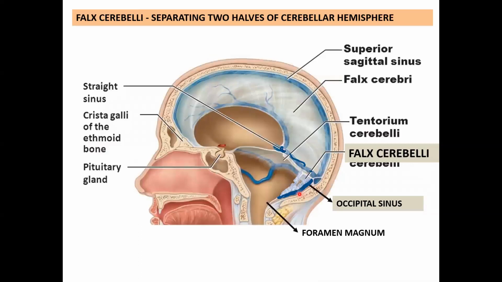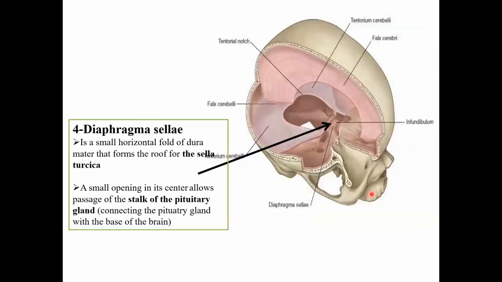The third fold is the falx cerebelli, which is a small fold attached superiorly to the tentorium cerebelli and inferiorly to the margins of the foramen magnum. This falx cerebelli will separate the two halves of the cerebellar hemispheres, and along the posterior margin of the falx cerebelli, the occipital sinus is present. The next fold of dura mater is the diaphragma sellae, which forms the roof of the hypophyseal fossa, a fossa which lodges the pituitary gland. And this diaphragma sellae will have an aperture in the center for the stalk, or infundibulum, of the pituitary gland.